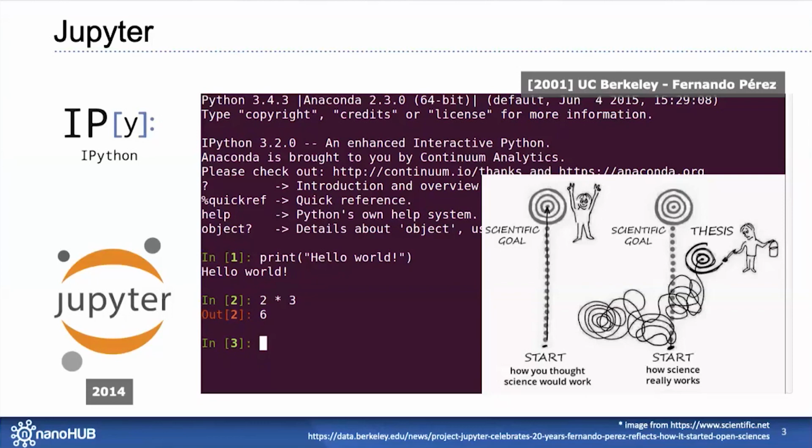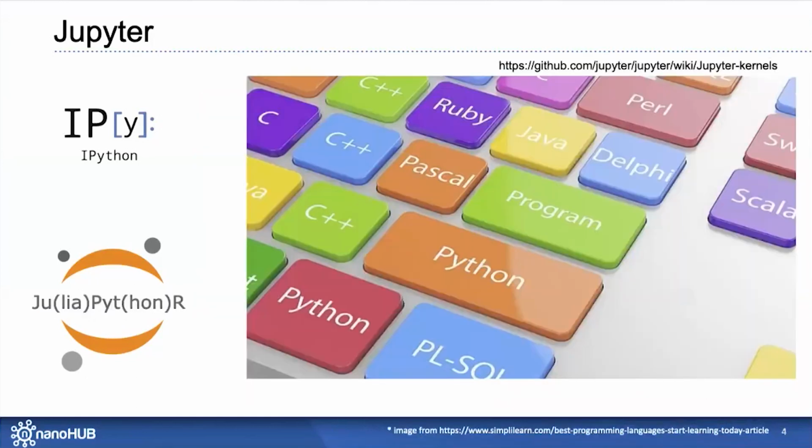IPython evolved, and at some point in 2014, it became Jupyter as we know it right now. And particularly it was called Jupyter because it didn't want to be focused on Python, it was to be focused on different languages.